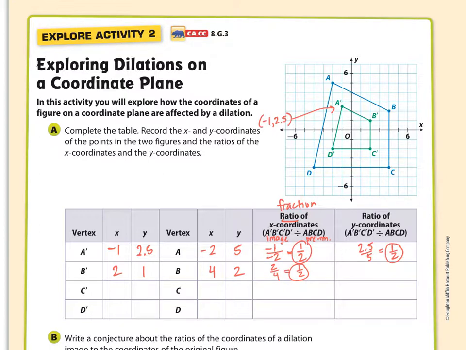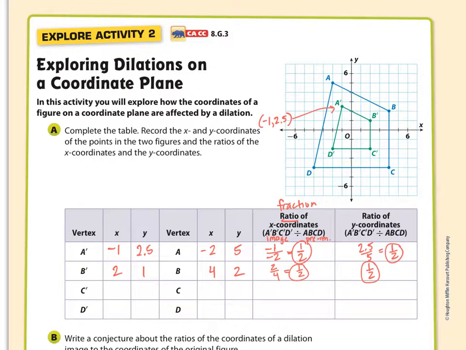And then when I take the y-coordinate of the image divided by the y-coordinate of the pre-image, I get 1 over 2, which is 1/2, right? I don't have to reduce that at all. So you'll see that I am always going to get 1/2. What I would encourage you to do is to fill out the rest of this table, the C prime and the C, right? Divide the X and the Y coordinates and see if you keep getting 1/2. You notice that that keeps popping up, all the ones that I've circled there.